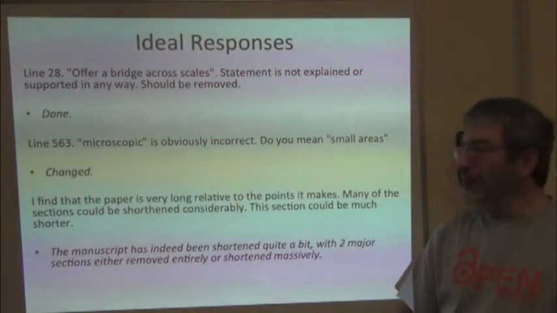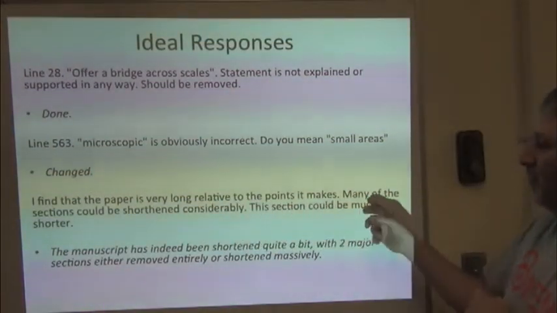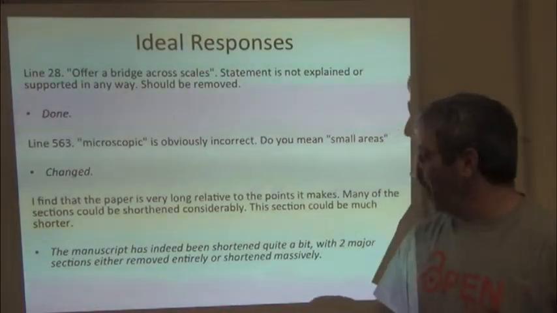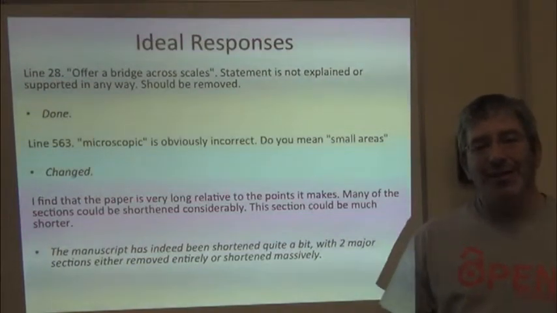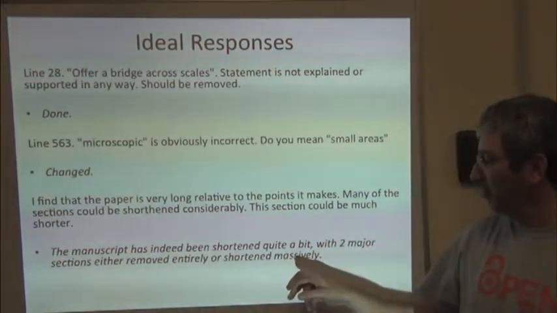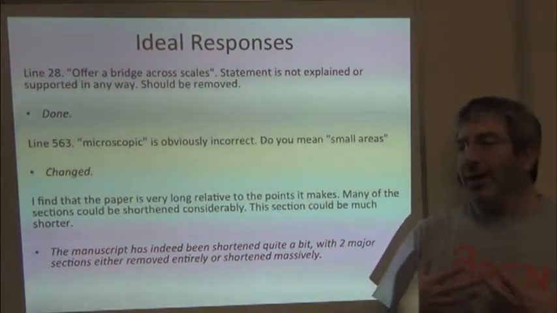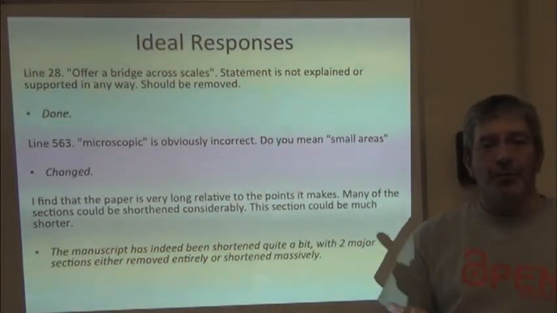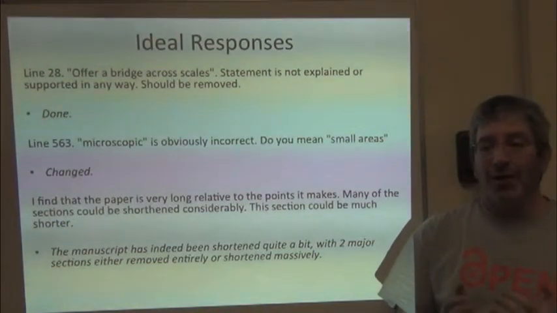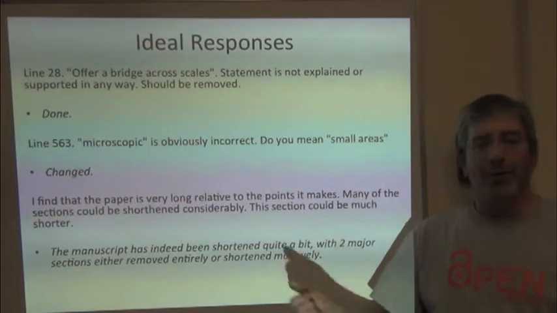Then sometimes the reviewers give you more general comments. The paper is very long relative to the point it makes. Sections could be shortened considerably. This section could be much shorter. And so I can't just say done, because I need to give the editor some detail as to how I did it. So I say the manuscript has been shortened quite a bit, with two major sections removed or shortened. So again, this is the ideal set of responses. I don't spend any of those coins in my hand making these responses, because I'm just saying, okay, yeah, the reviewer had a very good point. I took it into account, and I responded in this way.